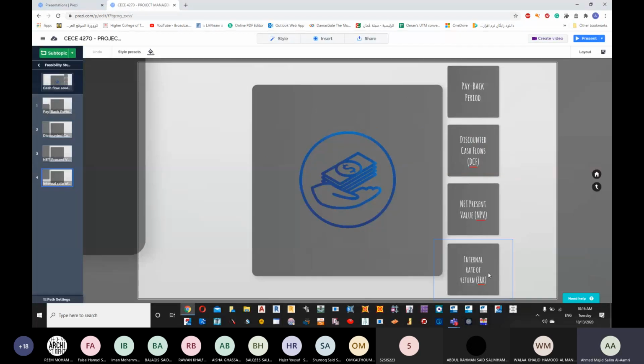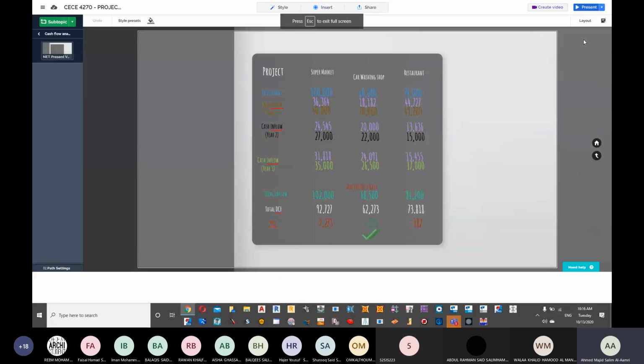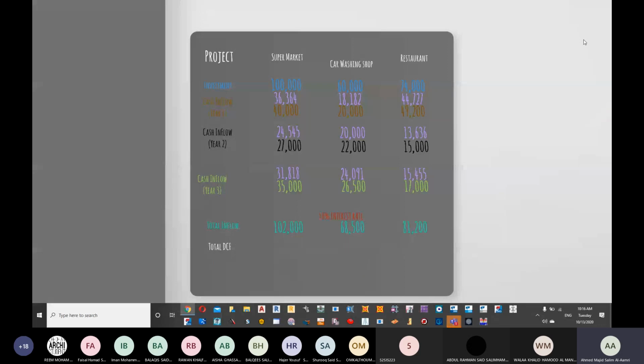Okay, and then we have net present value, which is using the concept of discounted cash flow as well. We'll see how this works. So we took the same example of the supermarket, the car washing shop, and the restaurant, with 100,000 for the supermarket, 60,000 for the car washing shop, and 74,000 for the restaurant. Now, what happens here?